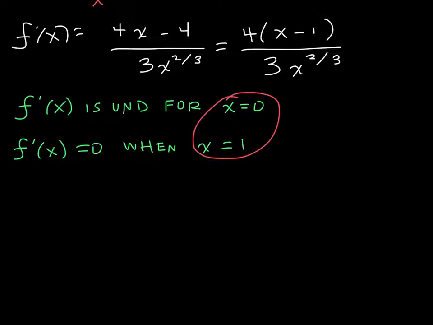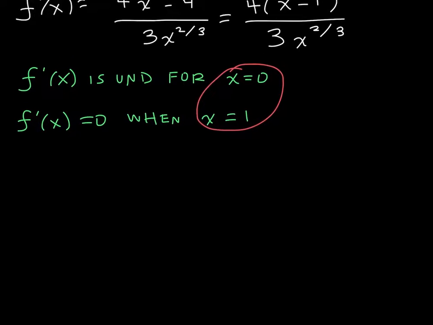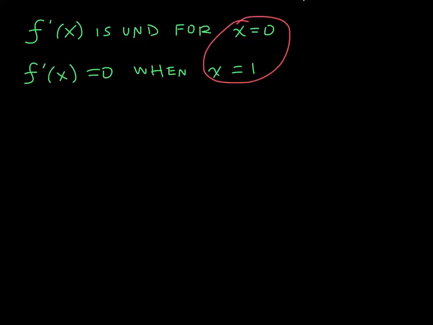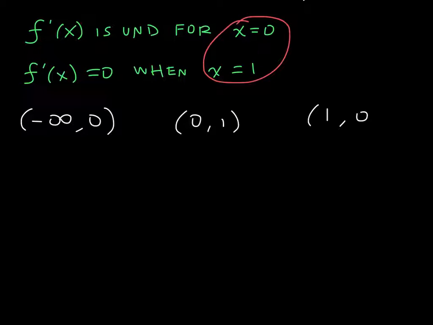Now, these are the only places where our function might have an extreme value. How do I know if it's an extreme value? If f prime changes sign. All right. So this is what we're going to do. We're going to identify the intervals that we have. So one interval is from negative infinity to 0. The other interval is from 0 to 1. And the third interval is from 1 to infinity.